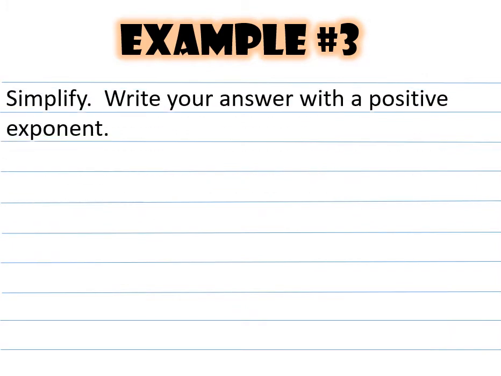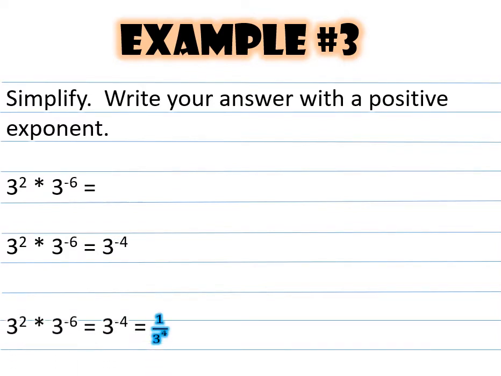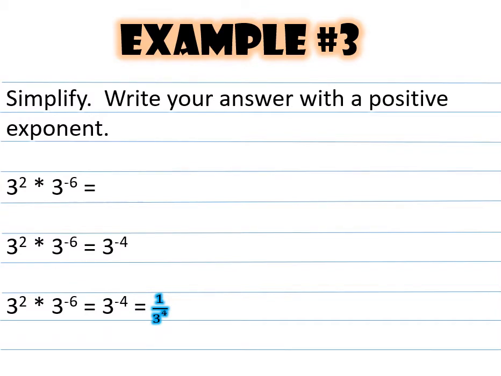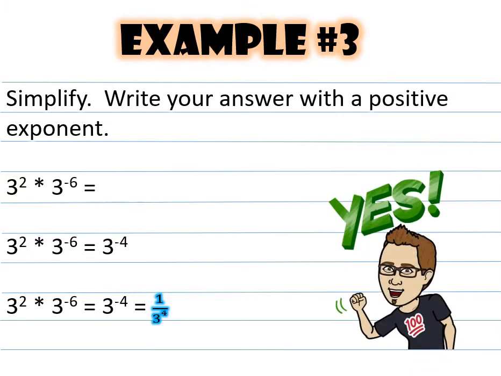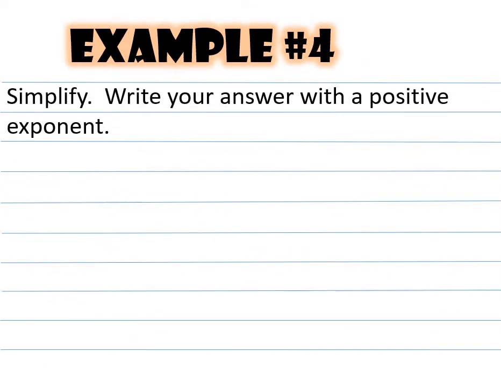Example number 3. Write your answer with a positive exponent. 3 to the second power times 3 to the negative 6th power. We end up getting 3 to the negative 4th power, but we can't stop there. So we're going to have to change that into a fraction of 1 over 3 to the 4th power. Yes!